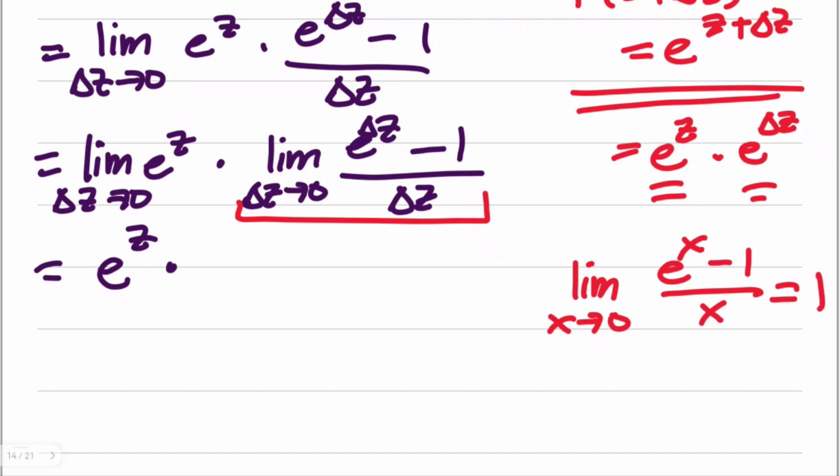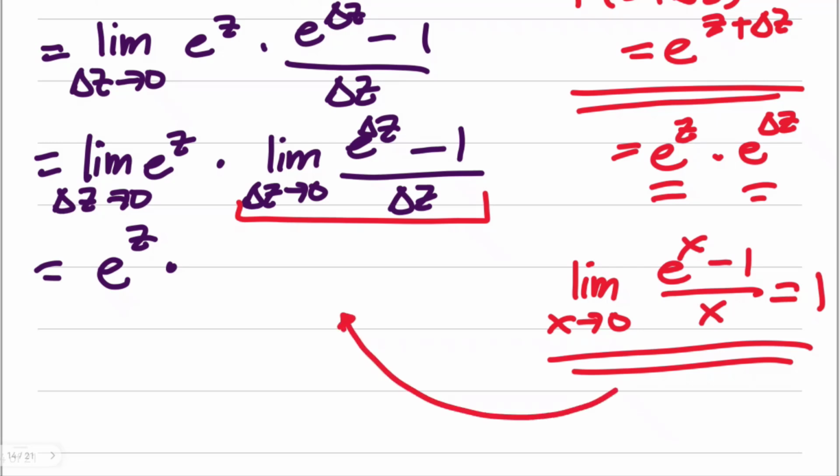We have a video for this on our calculus playlist in this channel explaining this to be true. So I'm going to place the link in our description at the bottom so that you will also be able to review this specific identity. Because that is true to be equal to 1, you can simply return it here. You will have e to the power of z times 1. Hence, you have e to the power of z.